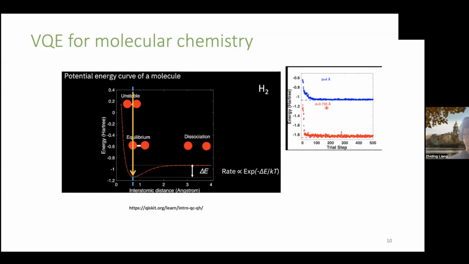And similarly, you are also able to do that for some other bond length, like say the 0.7 angstrom. And doing this at each bond length will let you create this curve. And then, as I said, using this curve, you can make some estimates about the chemical reaction rates and so forth.